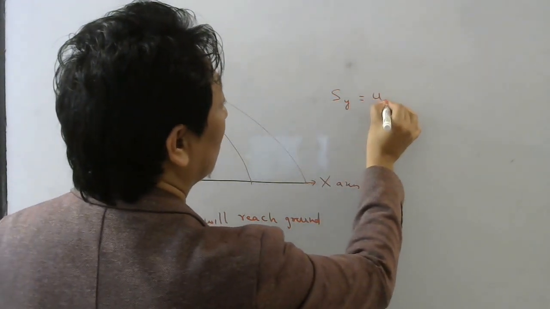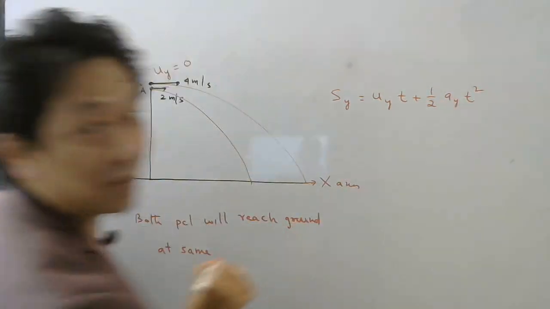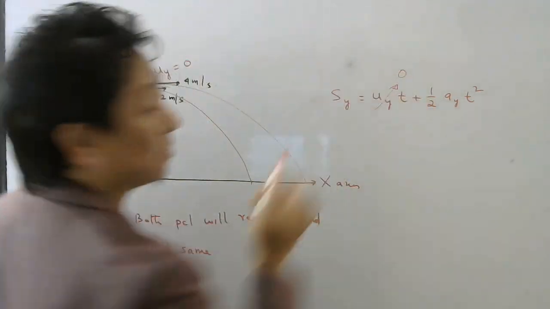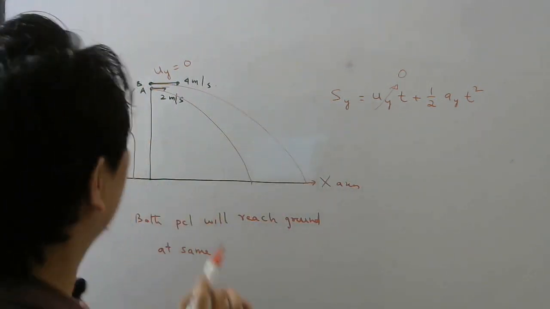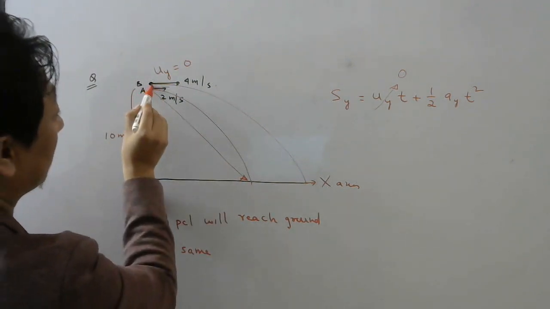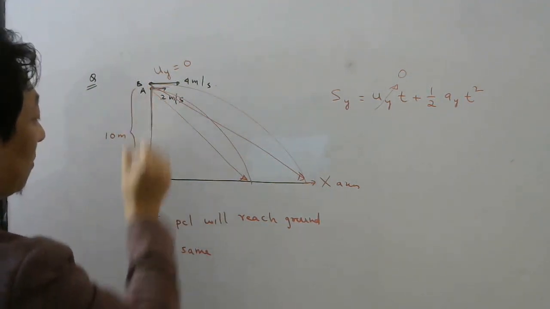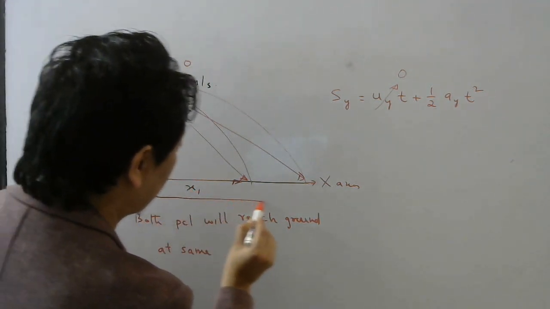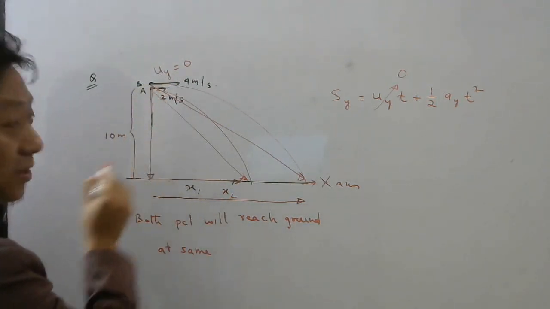Sy equals uy t plus half ay t square. If I use this equation, you can see both the particles have 0 initial velocity along y-axis. So y component of initial velocity is 0 for both. Now, whether you choose this particle, this is the displacement, or this particle, this is the displacement, you can see the y component of displacement is the same. This is the x component of displacement for the first particle, and this is the x component of displacement for the second particle. But y component of displacement is the same, right?